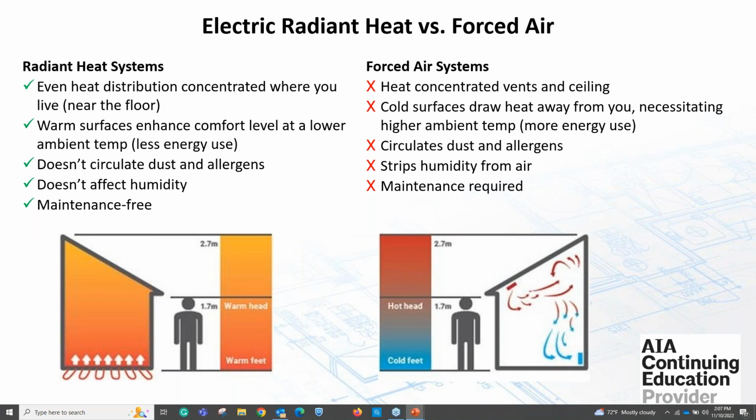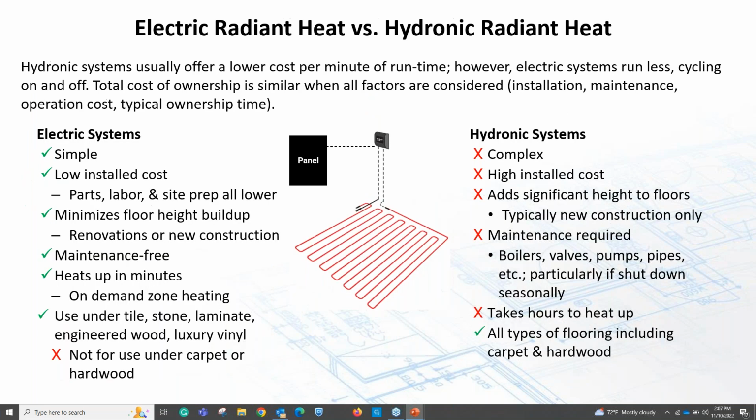Forced air circulates dust and allergens. A lot of people have itchy, dry skin in the winter. A lot of times that's caused by the HVAC drying out the air. It takes a lot of the moisture out of the air and it just gives it a dry feel. It doesn't happen with that radiant floor heat. It's maintenance free. Once again, it doesn't strip humidity from the air and it doesn't circulate allergens. So there's quite a number of benefits of electric radiant floor heat over forced air systems.